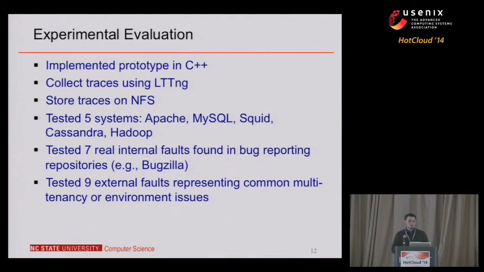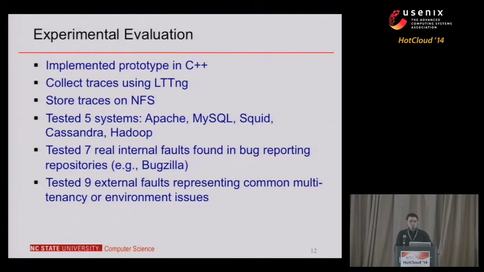Okay, so we've implemented a prototype of PerfCompass in C++. We collected all of our traces using LTTng, and those traces were stored on a globally accessible NFS drive. We tested 5 different systems: Apache, MySQL, Squid, Cassandra, and Hadoop.